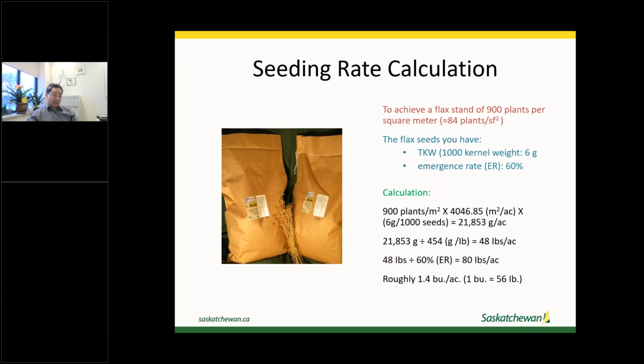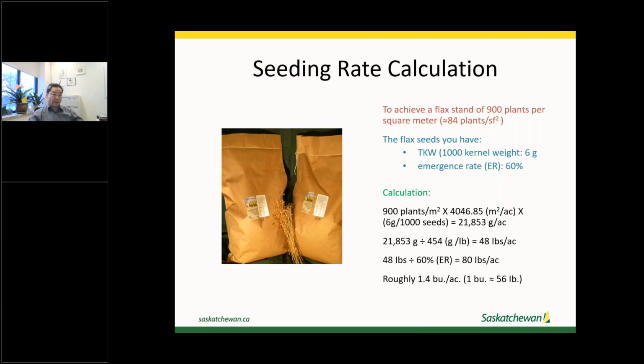We will need to convert. Why do we want to do this? In some cases, the research results are expressed as a plant density, but we use a seeding rate in pounds per acre. Because some of the research results are expressed as plant density per square meter, rather than a seeding rate of pounds per acre, we will need to convert plants per square meter into pounds per acre. That's what I'm trying to demonstrate here.